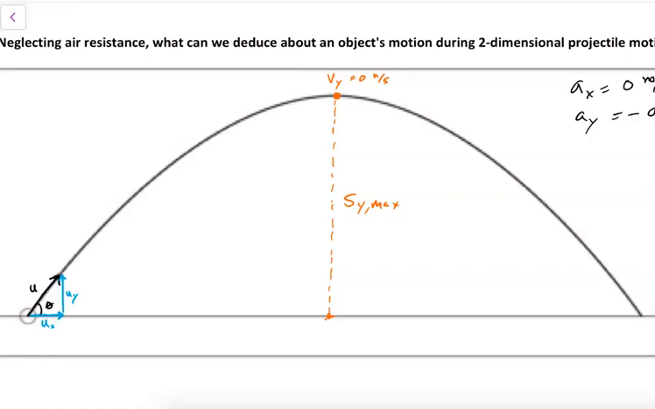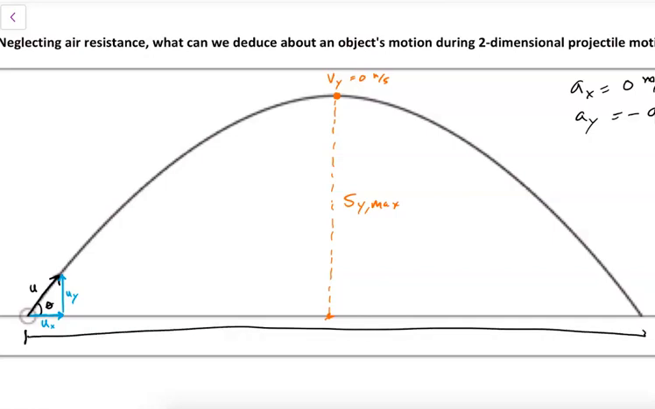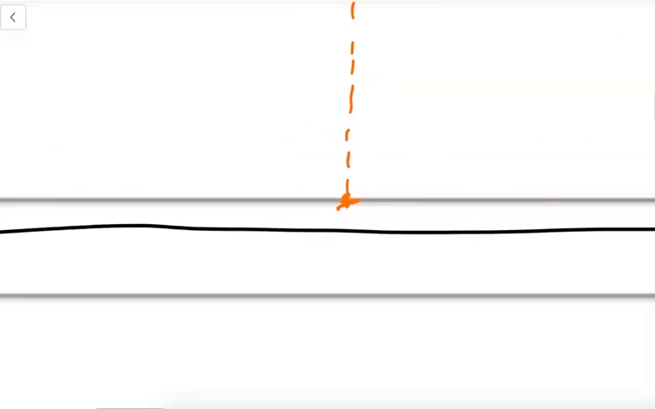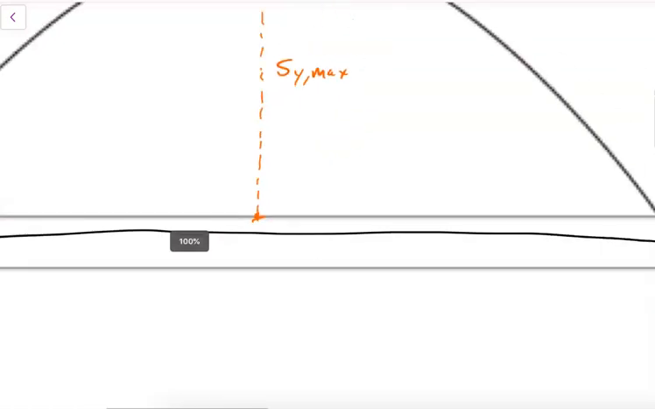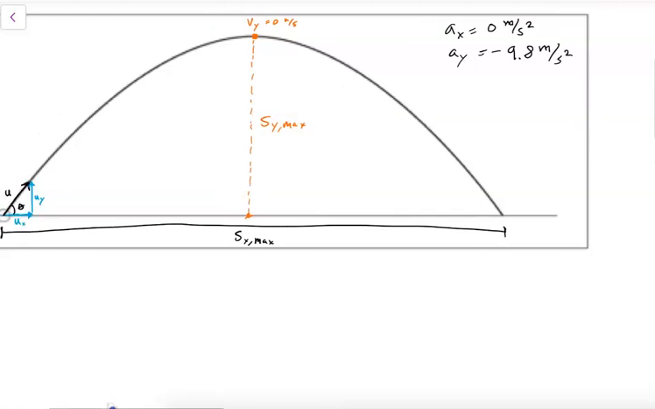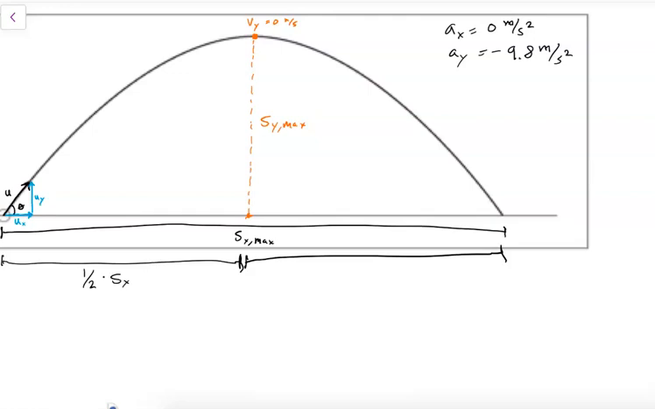So I might also say this displacement here that goes all the way across is our s of x maximum, right? That's our full range. But I can also break it up into 2 separate parts. I can break it up into here and of course the other side. So this is just 1/2 times s of x max. Same thing over here, 1/2 times s of x max.